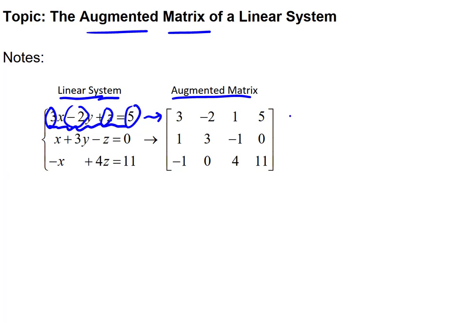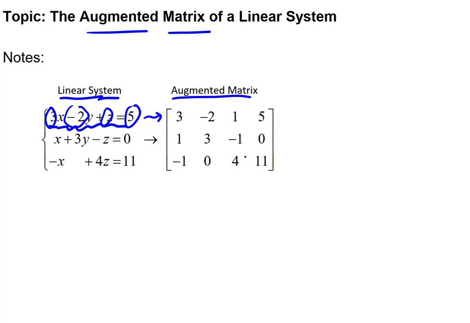Now, in some contexts, some authors will, in place of where the equal signs are, put a vertical bar just to represent where the equal signs would be in the matrix. But that's not necessary, and not everyone utilizes that design. So you may see it, you may not. Either way, you can assume that the order in which you see the numbers in the matrix will match the order in which you see the coefficients of the terms in the linear system.